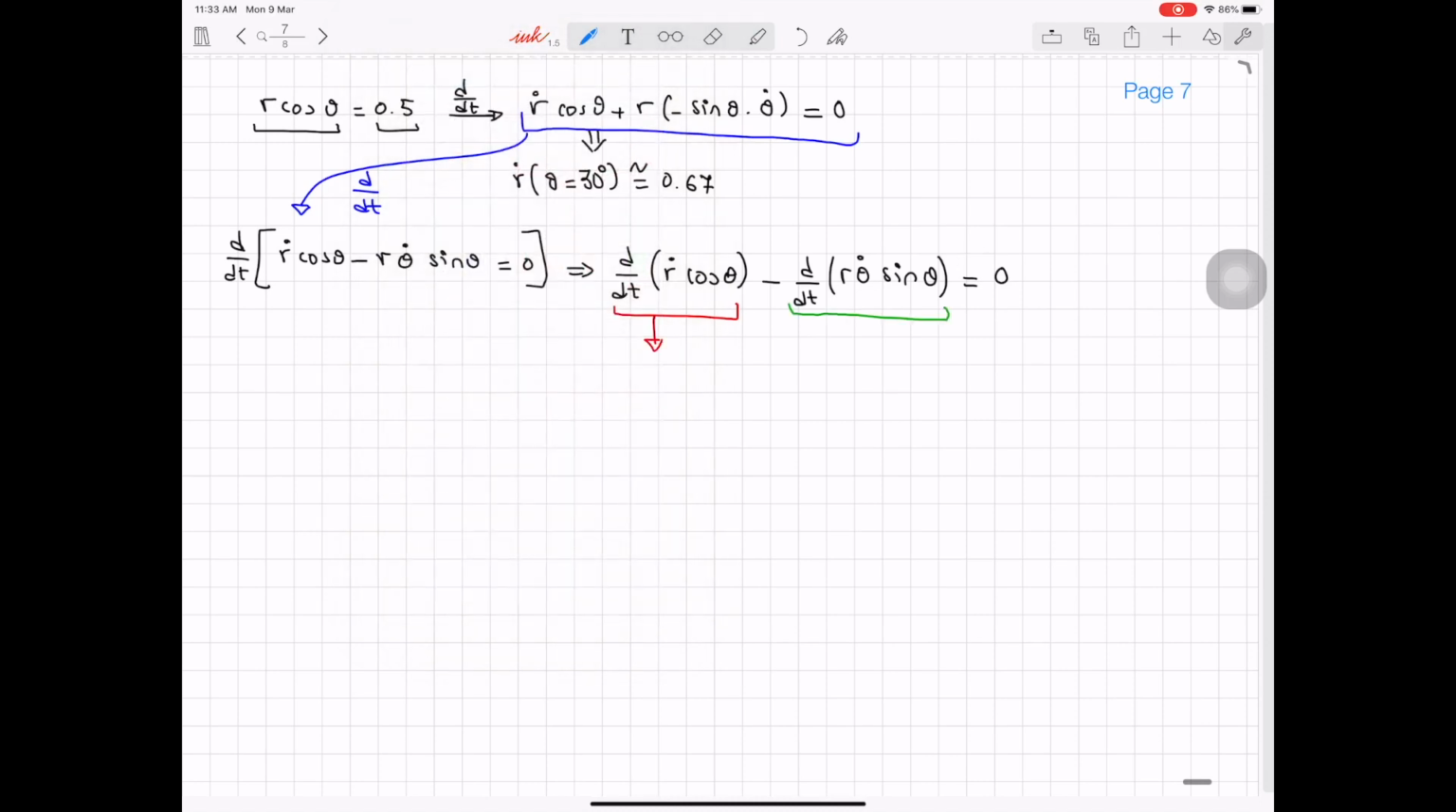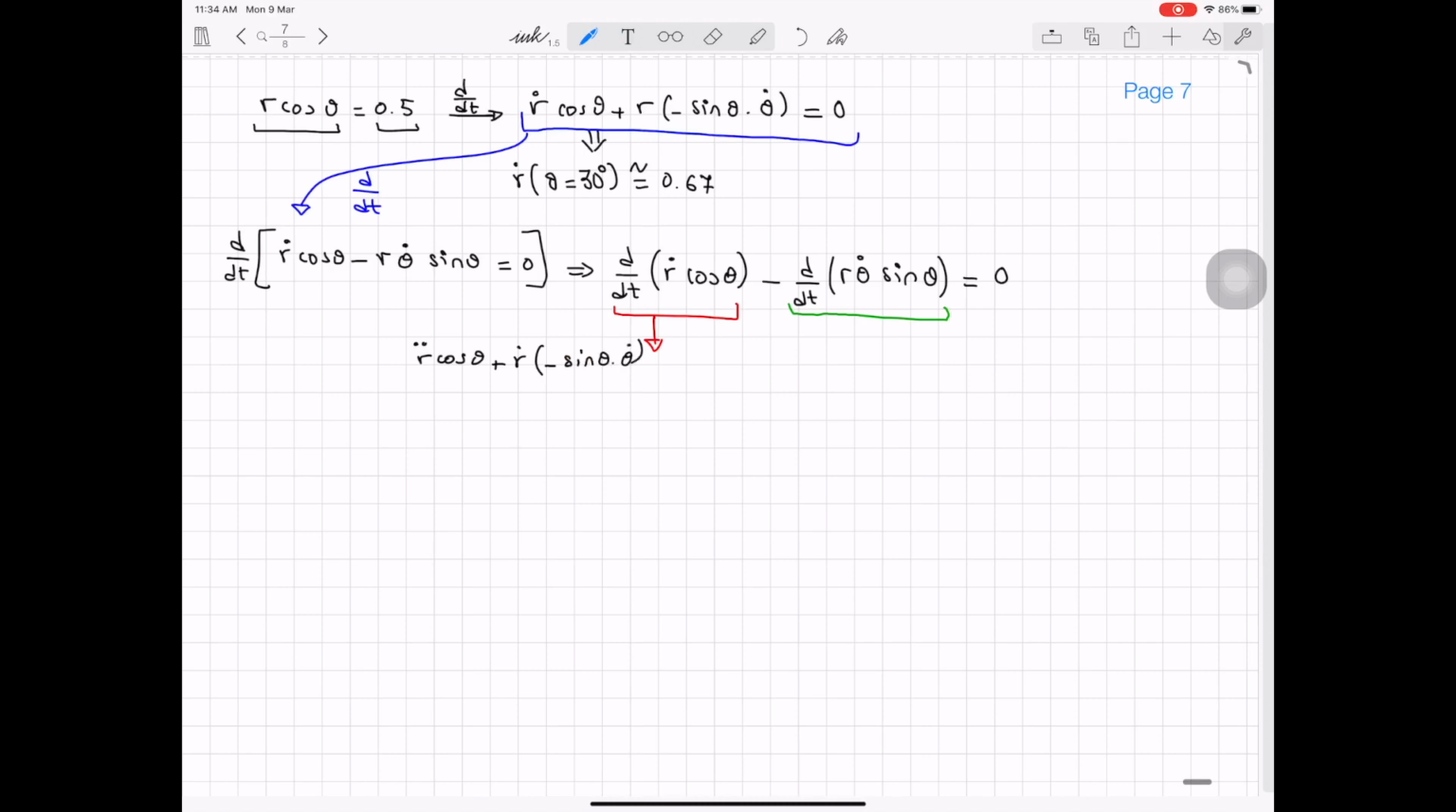Here we have the derivative of the product R dot and cosine theta, so it will be the derivative of the first one times the second one plus the derivative of the second one times the first one. So it will be R double dot cosine theta plus R dot times, what is the derivative of cosine theta with respect to time? It is minus sine theta times theta dot.